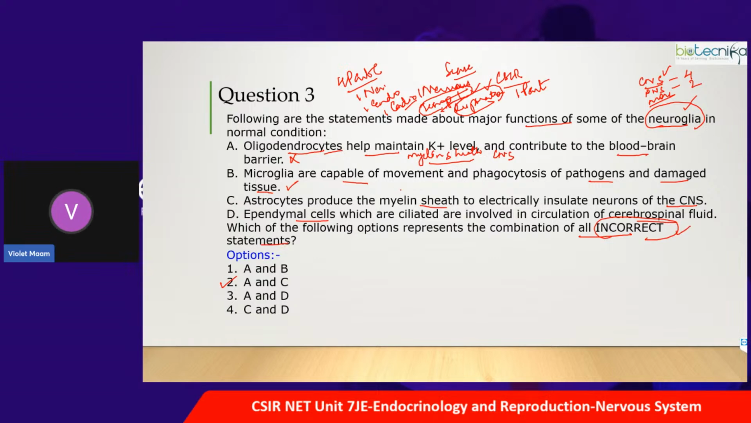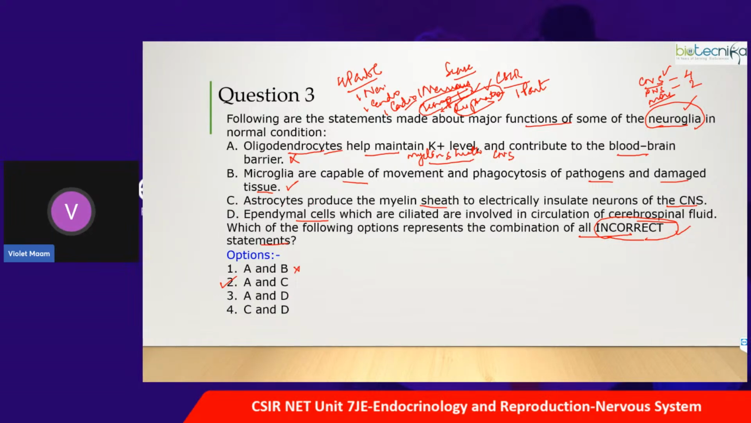Sometimes it happens that we select the correct ones because we always practice for correct statements, so that is why we make a mistake. But you have to read the questions properly. It is written incorrect, so A is incorrect. So the options can be 1, 2 or 3. Now next, B is not correct, so definitely this is not the answer.